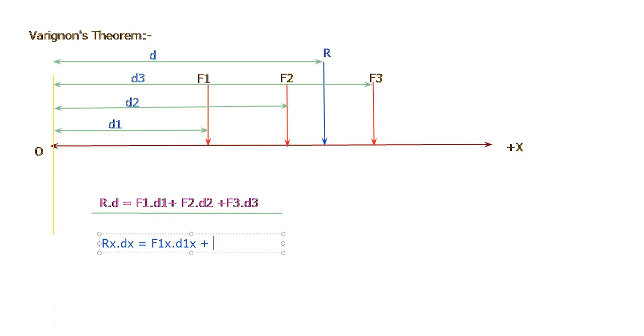Then F2, again x component of F2 multiplied by D2x, plus again F3x multiplied by D3x. Okay, so this will be the expression for your Varignon's theorem for resultant in X direction.